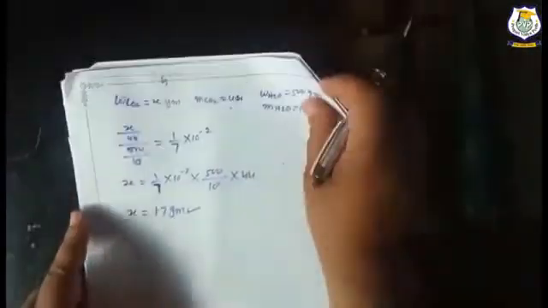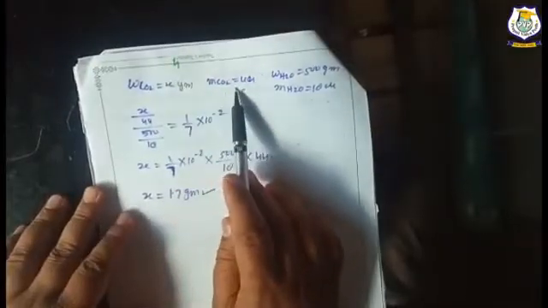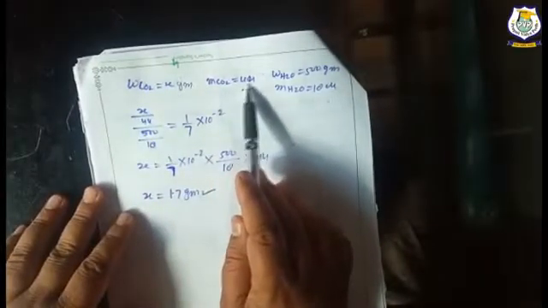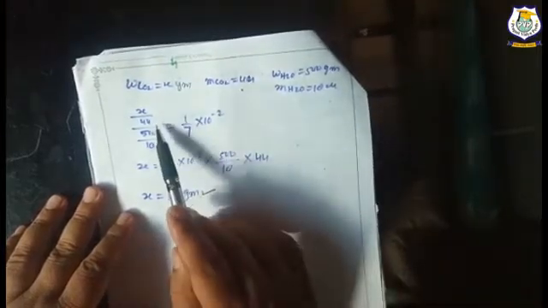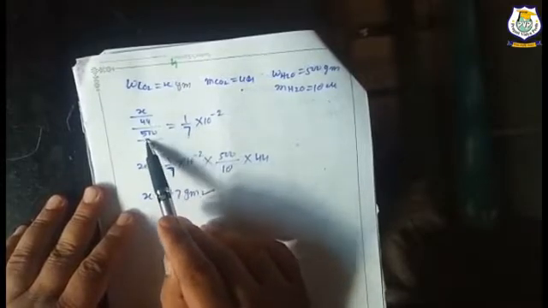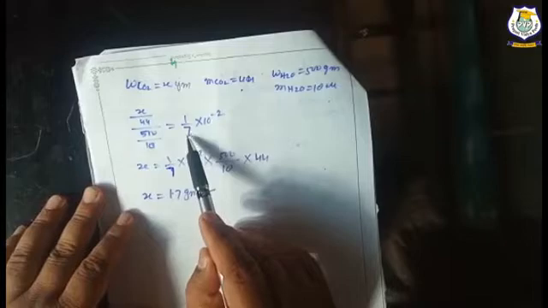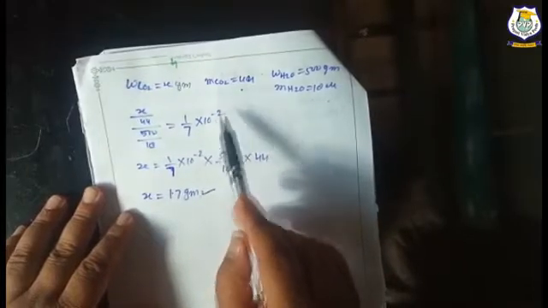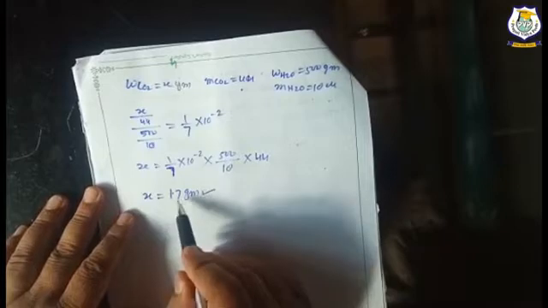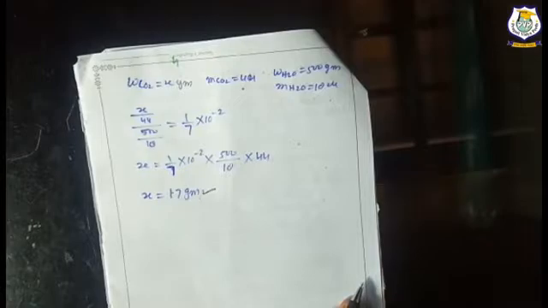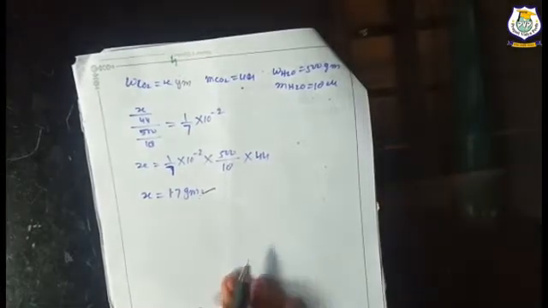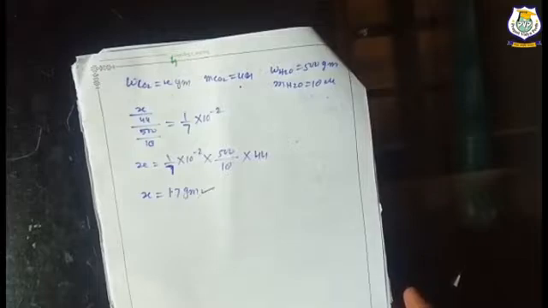Let the mass of CO2 be x gram. The molar mass of CO2 is 44. Putting these values in the equation, x upon 44 upon 500 upon 18 equals 1 upon 7 into 10 to the power minus 2. The value of x is equal to 1.7 gram. That means 1.7 gram of CO2 is present in 500 gram of soda.